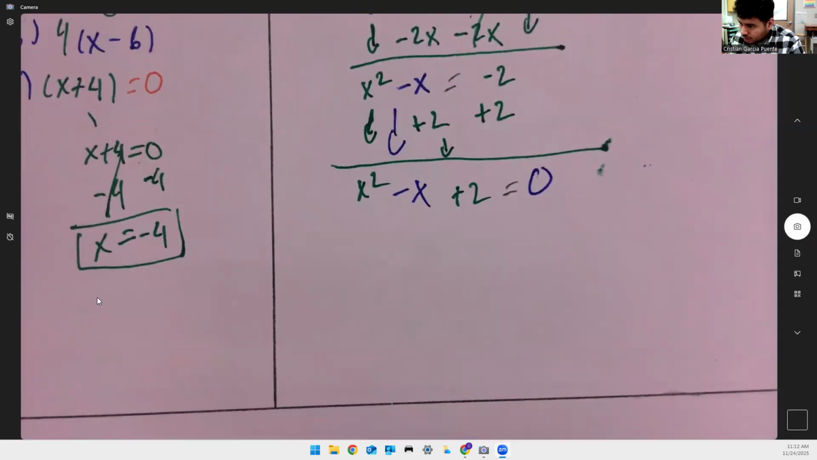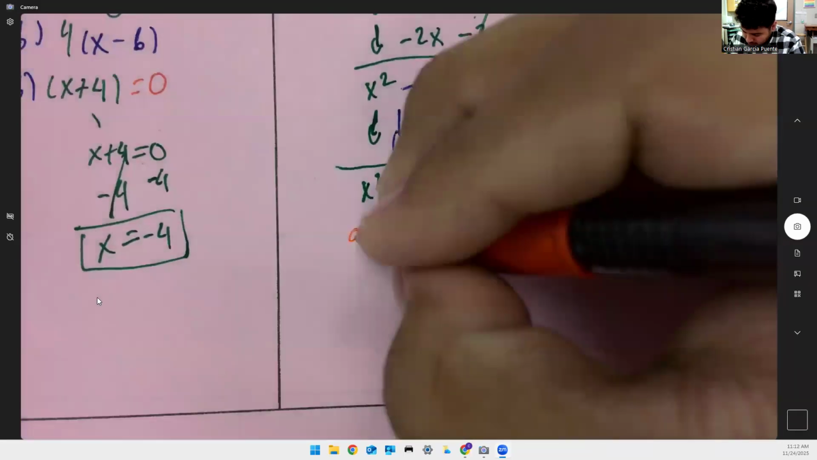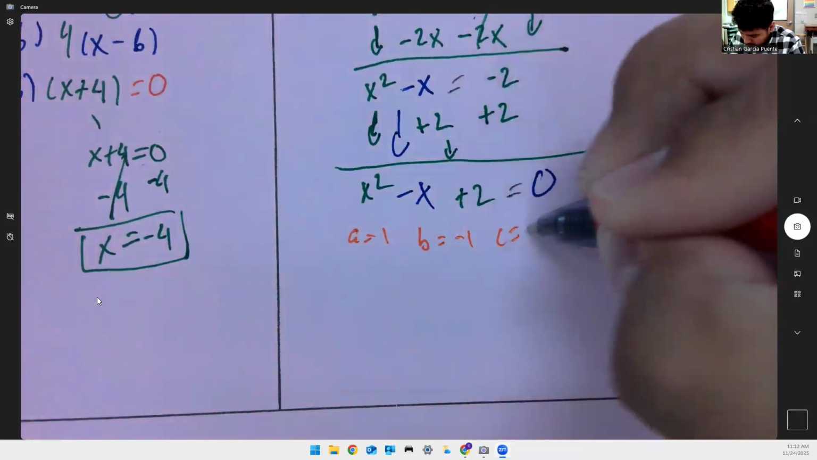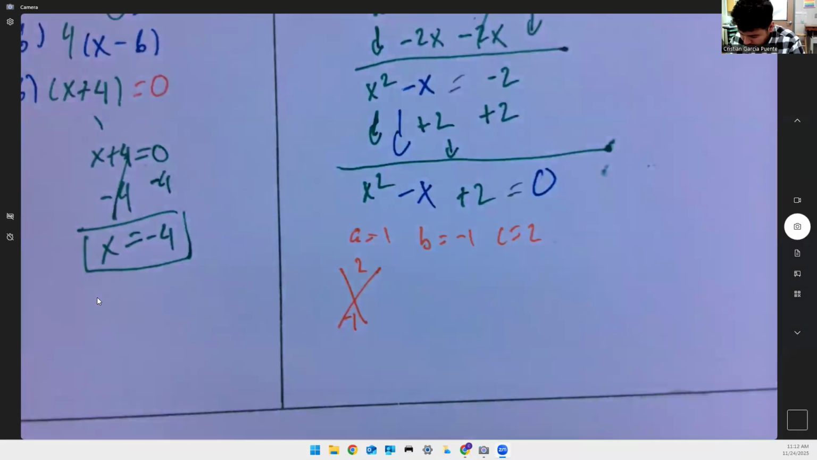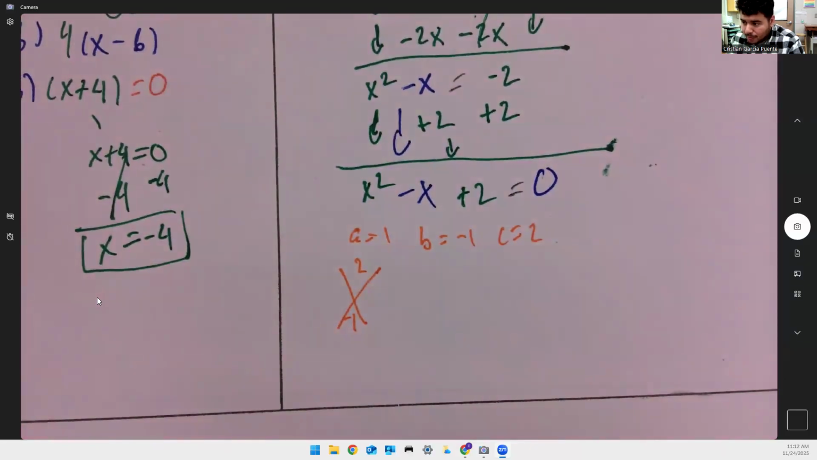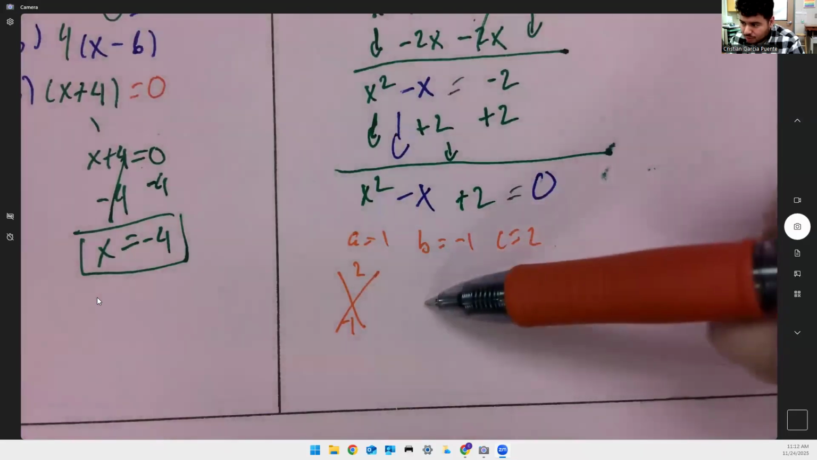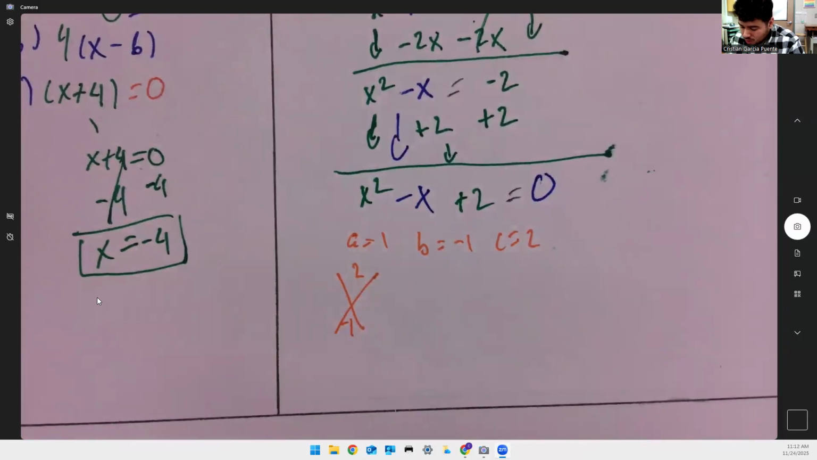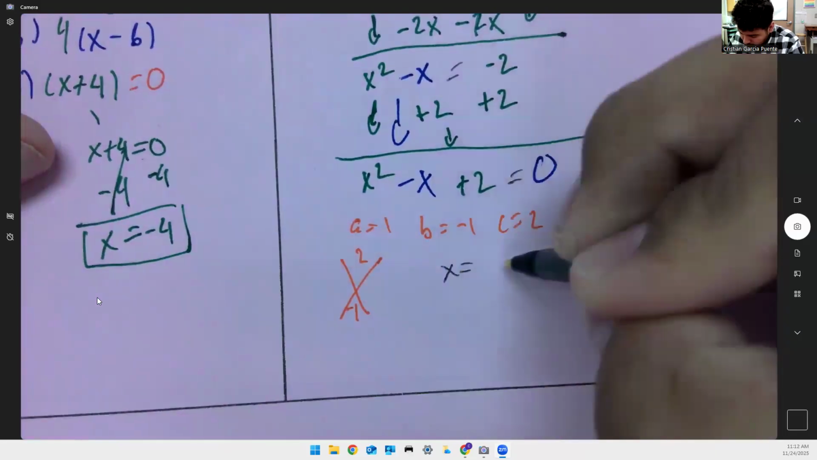But unfortunately for this one, if you do your ABC, look, your A is going to be 1, your B is going to be negative 1, and your C is going to be 2. On top, you have a 2, and on the bottom, you have a negative 1. Is there a number that you can multiply to 2 but adds up to negative 1? Unfortunately, there isn't, because if you had a negative 2 times negative 1, it would be negative 2, not positive 2.